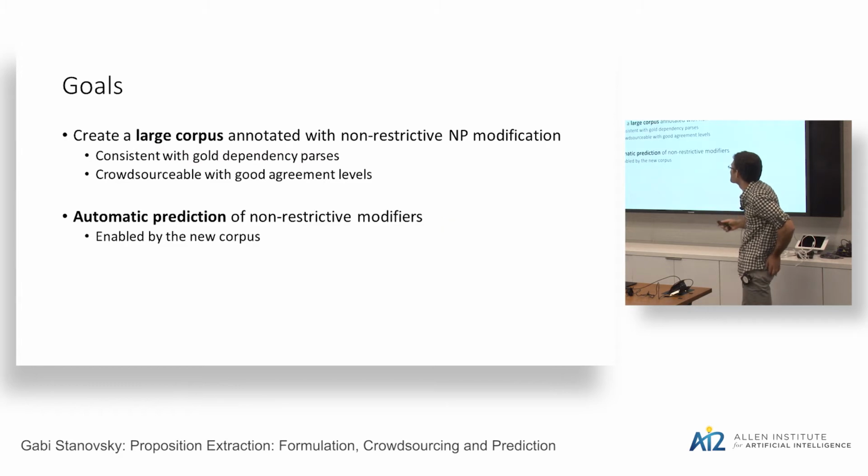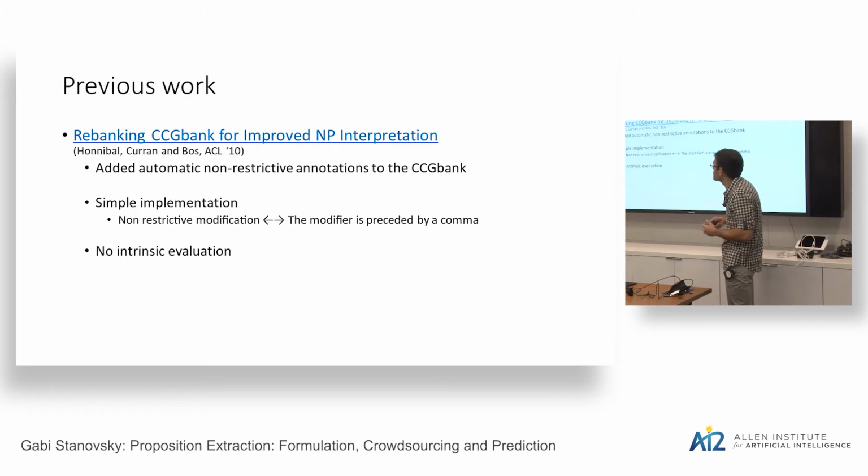Okay. So the goals here would be to create a large corpus annotated with non-restrictive modification. And as you've seen, like with these questions, we want it to be crowdsourceable with good agreement levels, and it's fairly hard, as you've seen. And once we get this large corpus annotated, I'm interested in automatically predicting whether a modifier is restrictive or non-restrictive. So let's look a little bit at previous work.